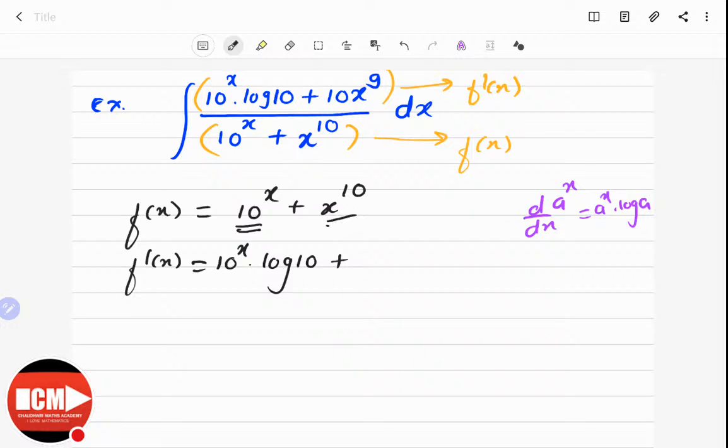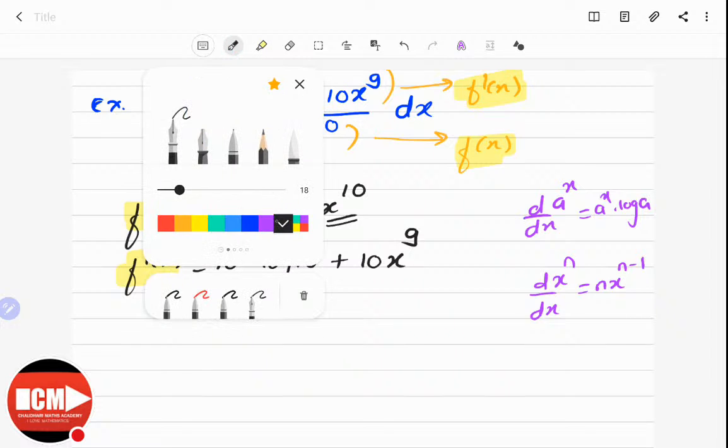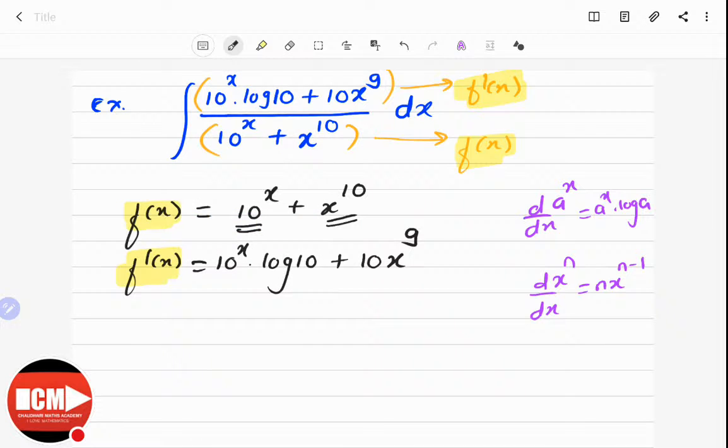And please apply the derivative to this x raised to 10. For that, here I am using a formula: derivative of x raised to n is n into x raised to n minus 1. Then the derivative of x raised to 10 is 10 into x raised to 10 minus 1, that is 9. And if you observe, this is the function and this is its derivative. This function is given in the denominator and its derivative is present in the numerator. Try to observe, this entire problem is a standard part of that corollary.